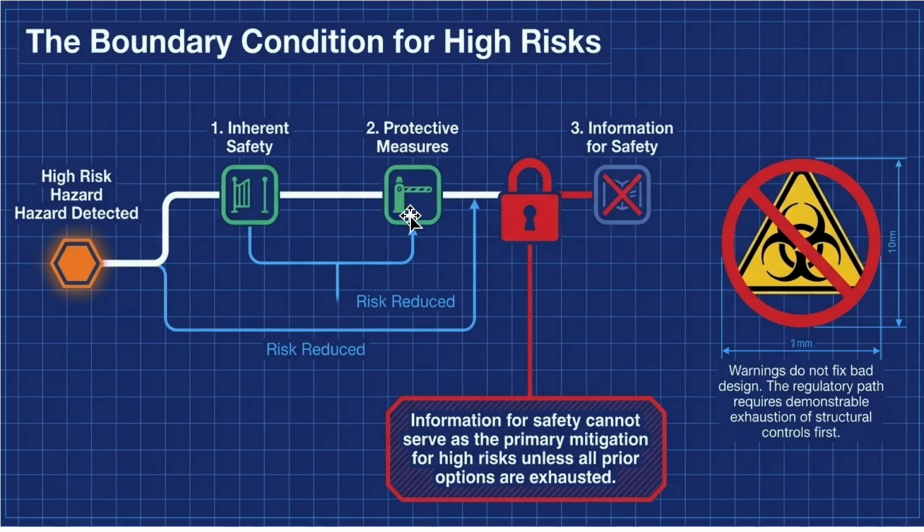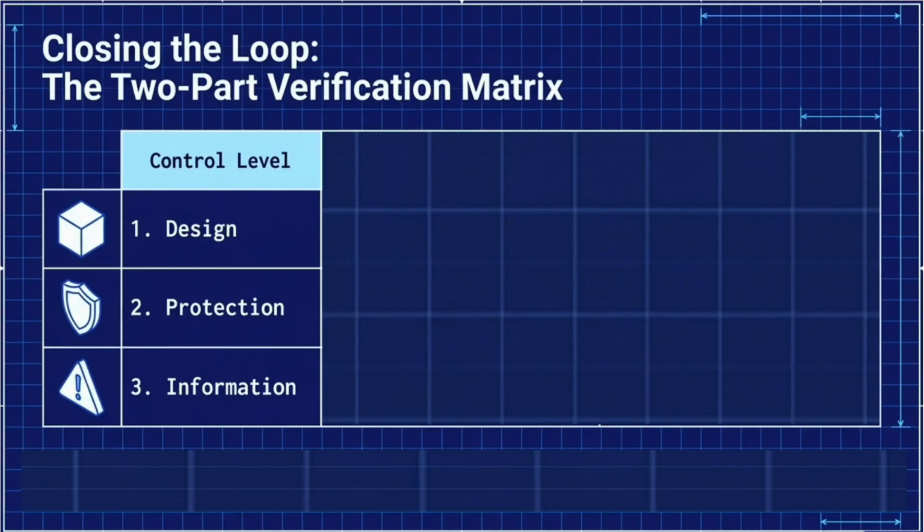You are adding more controls, such as alarms and guards, thereby further reducing the risk of that hazard. And finally, at the very end, you have information for safety. However, that cannot replace either of those two. Warnings do not fix bad design. The regulatory path requires using structural controls in this way: safety by design, then protective measures, followed by information for safety. Then we have to have a way to verify the controls in place.